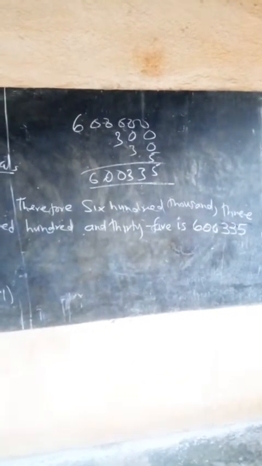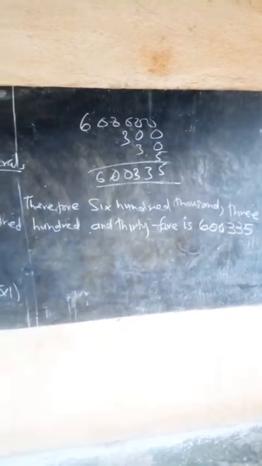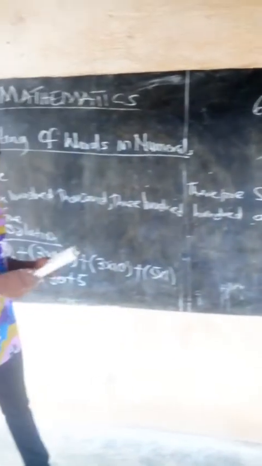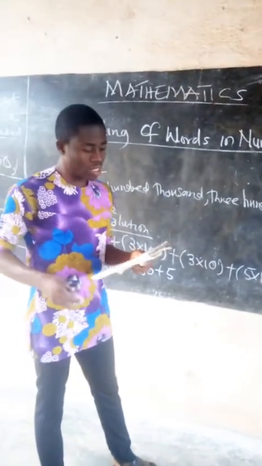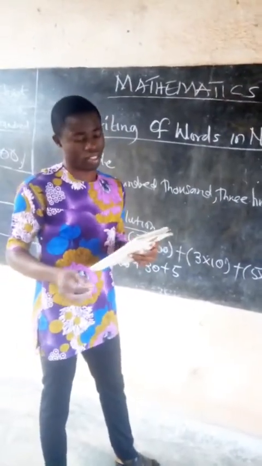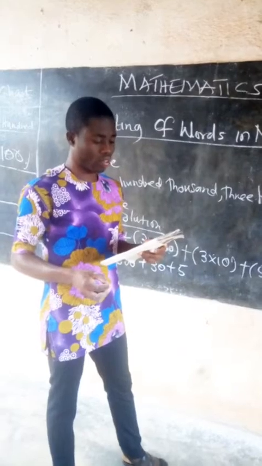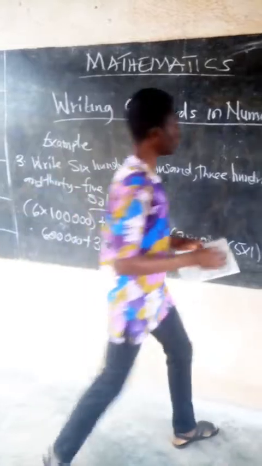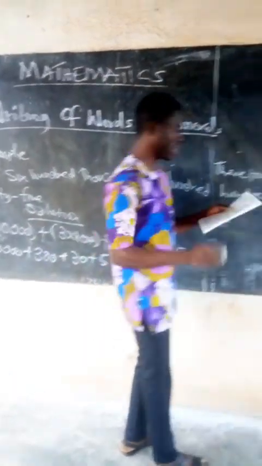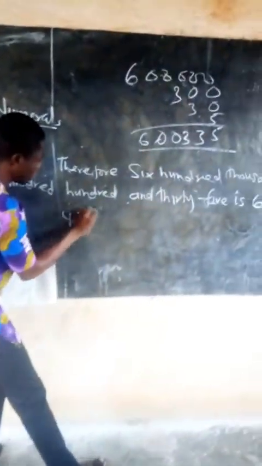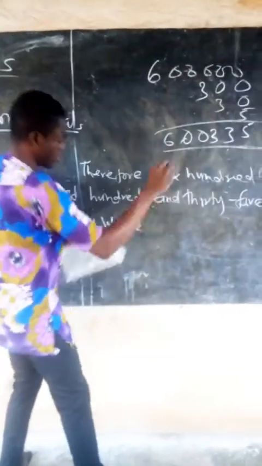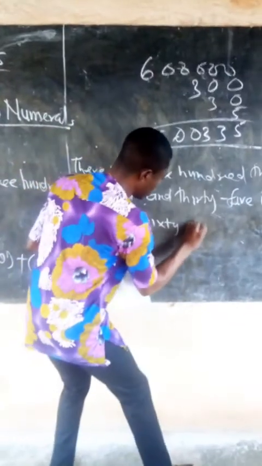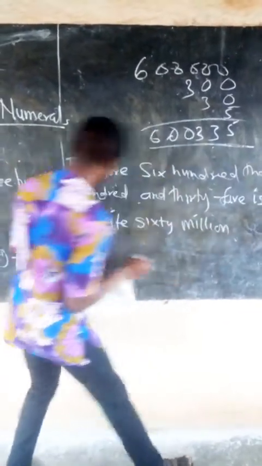Let's solve the last example so that you can practice. Our last example is 60,606,006. So for our last example, we are going to use big figures, big words. 60 million. Example 4.